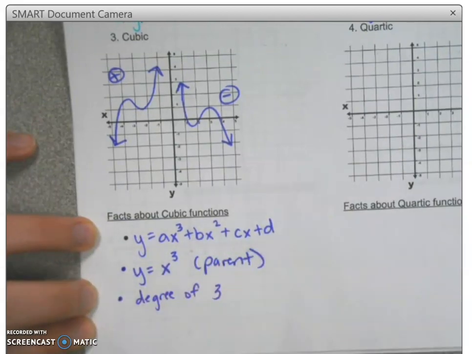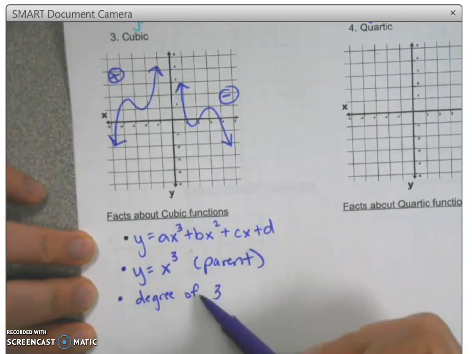This is how you distinguish all of these guys. So the highest exponent I see is 3.